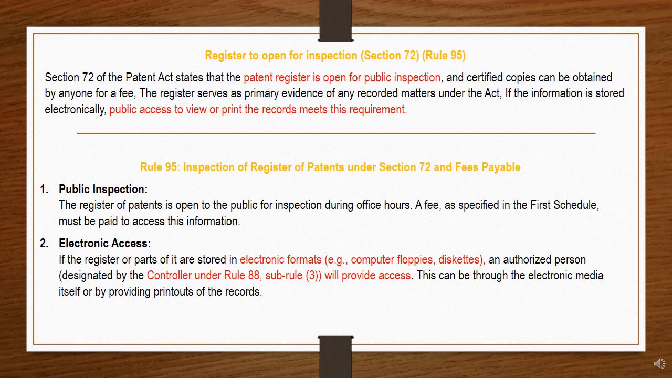Second one, electronic access. If the register is available in electronic formats like computer floppies or diskettes, access will be provided by an authorized person designated by the controller under Rule 88, Sub-Rule 3. Access can be granted through electronic media or by providing printouts of the records.